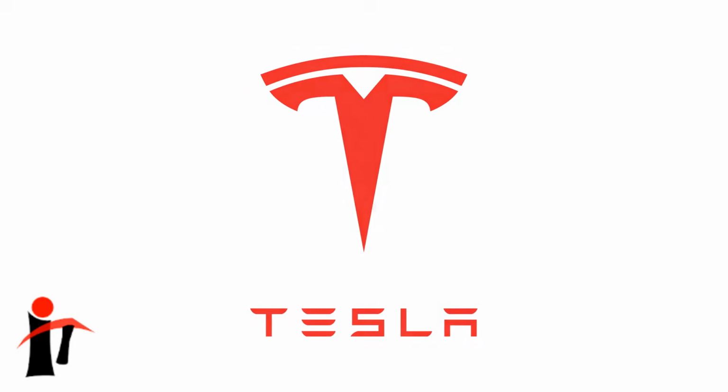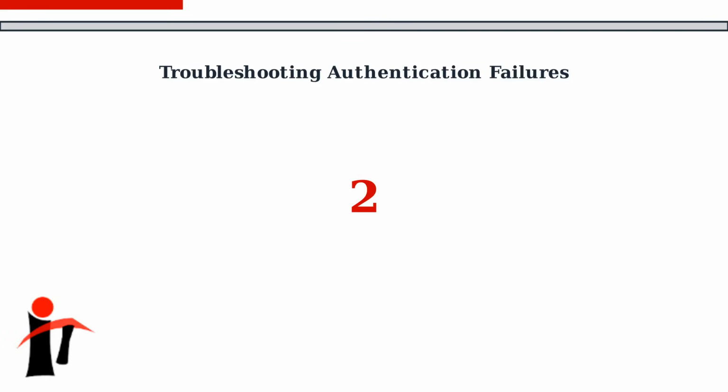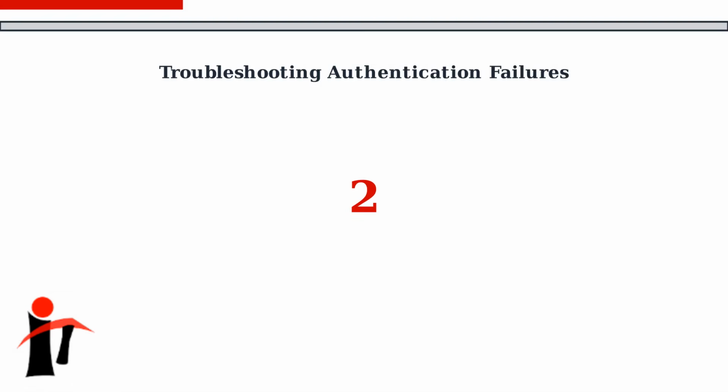Welcome to Section 2, Troubleshooting Authentication Failures in your Tesla app. Authentication errors often occur when your login session expires or there's a sync problem with your Tesla account. To fix this, start by logging out of the app completely and then logging back in. This refreshes your session and resolves sync issues.